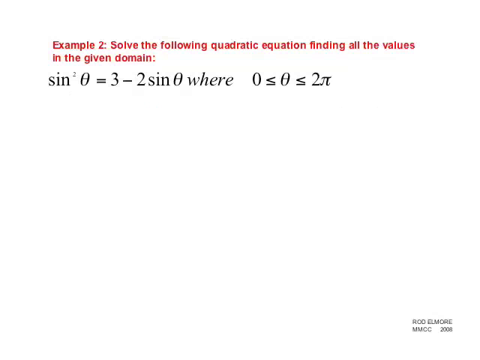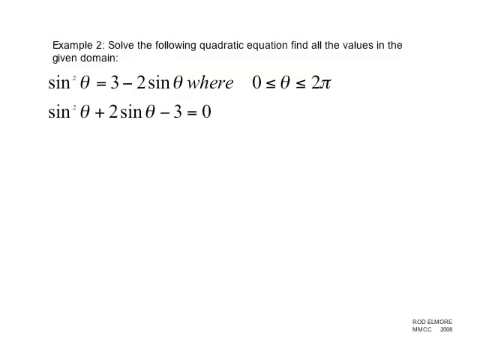Example 2. Solve the following quadratic equation, finding all the values in the given domain. Sine squared theta equals 3 minus 2 sine theta, where theta is between 0 and 2 pi, and also equal to 0 and 2 pi. Okay, since this is a quadratic equation, we're going to set it equal to 0 and try to factor it. If we can't factor it, then we'll probably use the quadratic formula. So let's see, does sine squared theta plus 2 sine theta minus 3, is that factorable? Yes, it is.